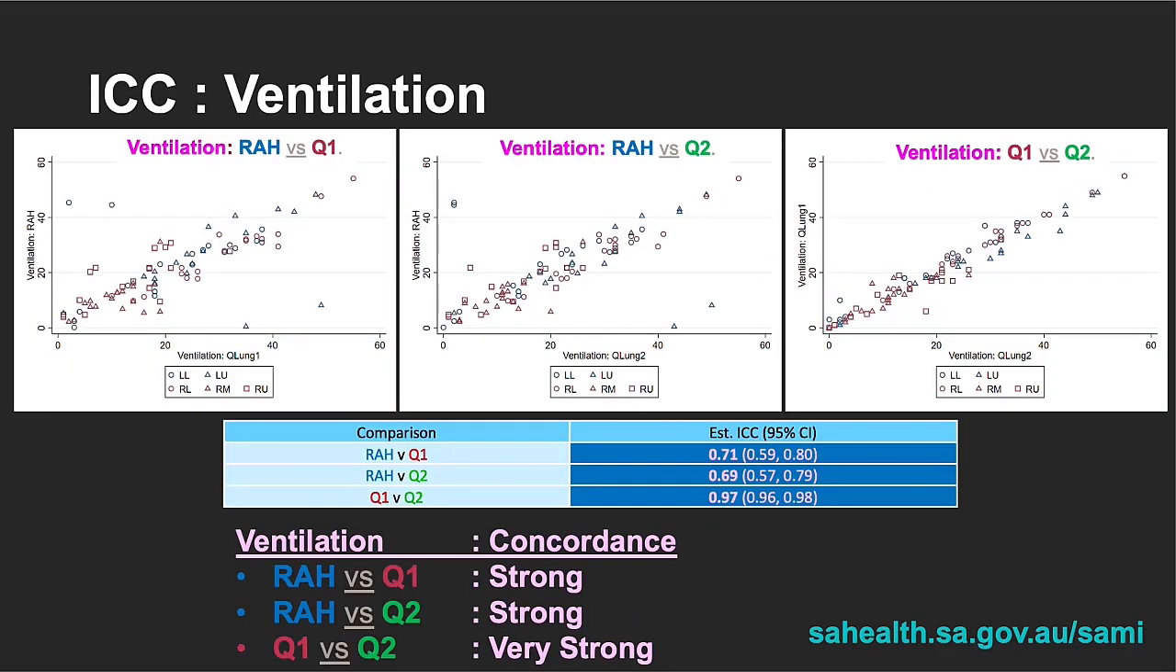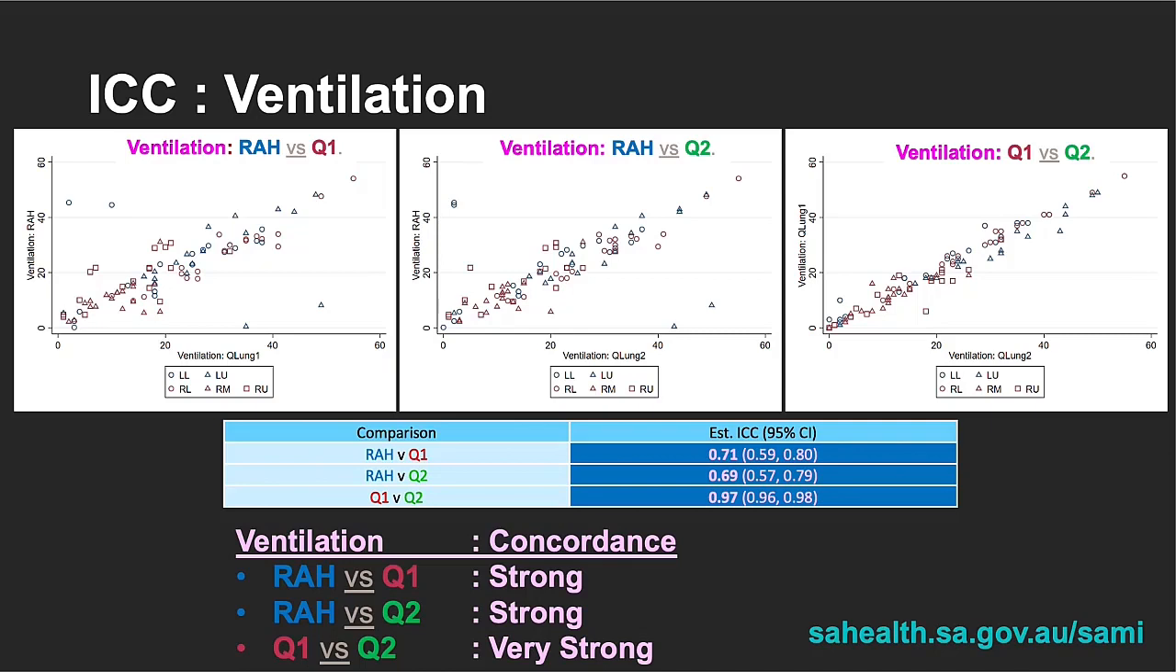Here we have the ICC for ventilation percentages, with paired comparisons between the three of us, with datasets for the 5 lobes depicted in different shapes and colors. Concordance is perfect if data points show y equal x with a 45-degree slope. The data are not perfect, but close.